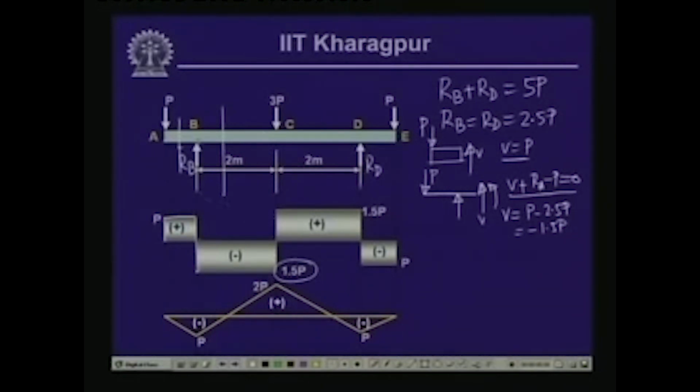Now, between B and C, since there are no loads, the 1.5 P continues up to the left of this load at C. Now, if we take a free body diagram taking a section over here, then we have the concentrated load P acting here, we have the reactive force R B over here, we have the concentrated load which is 3 P over here, and at this section we have again the shear force V.